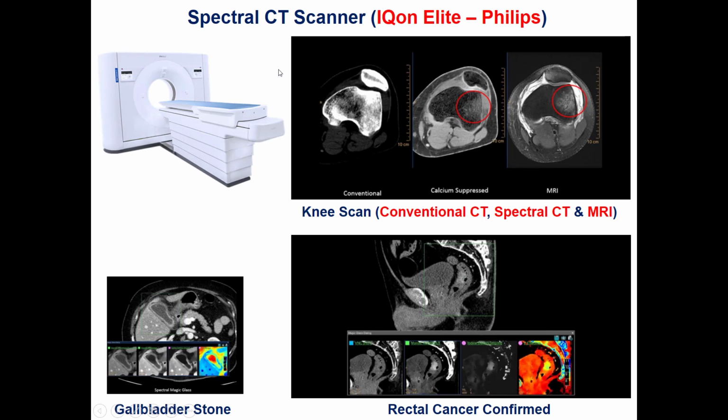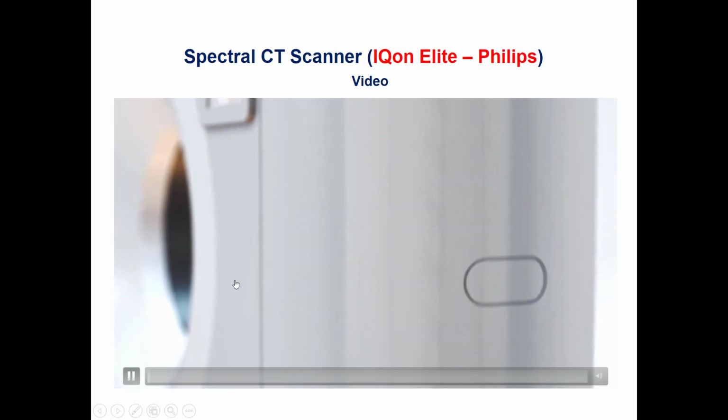Now we'll see the second spectral CT scanner, which is also a dual energy. This one is manufactured by Philips. As we can see here, some photos of this spectral CT. Now we'll see in the next slide a short video for this spectral CT, and after that I will make a small comparison between these two models, and also talk about the importance of this spectral CT scanner compared to the conventional single energy CT scanner.